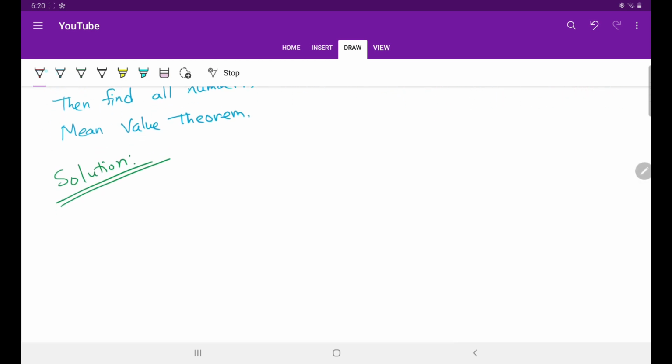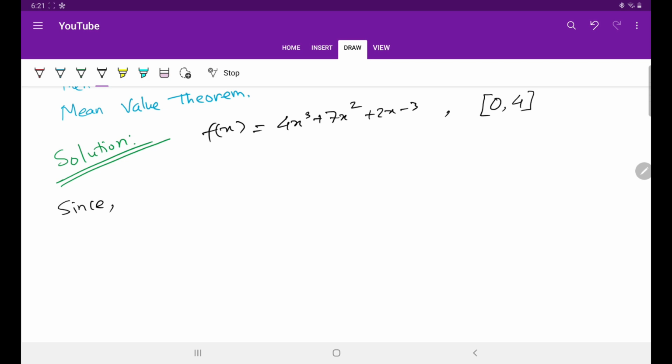So let's write down the function first. So what is the function? I better use the black one. 4x cubed plus 7x squared plus 2x minus 3. And what is the range? 0 to 4. Firstly we need to satisfy the conditions, right? So what is the first condition? We need to prove that this one is continuous on this domain.